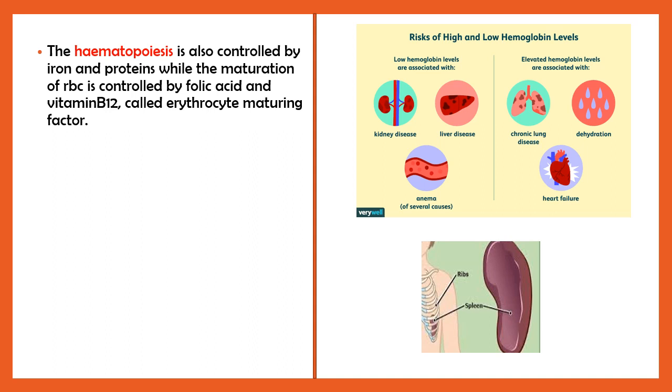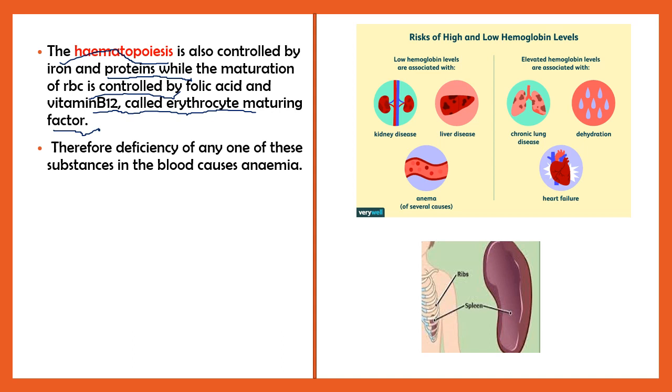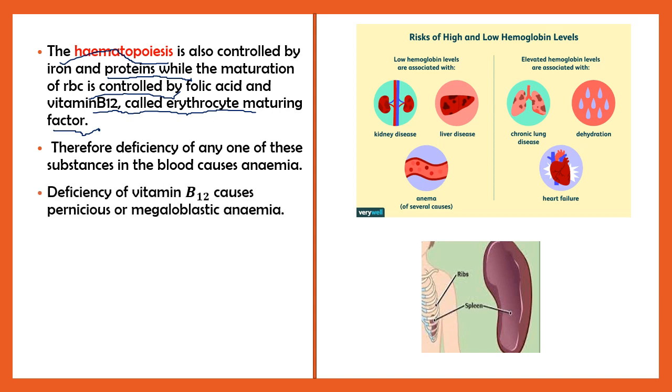This erythropoiesis is controlled by iron, right? Because heme is iron and protein, while the maturation of RBCs is controlled by folic acid and vitamin B12, which are called erythrocyte maturing factors. Therefore, deficiency of vitamin B12 and folic acid may cause anemia, right? Deficiency of vitamin B12 causes pernicious or megaloblastic anemia, as we discussed in the previous video.